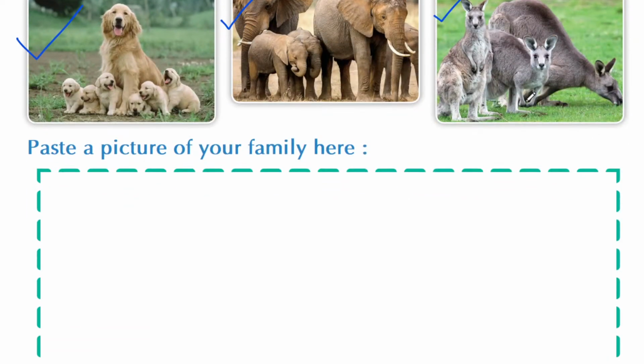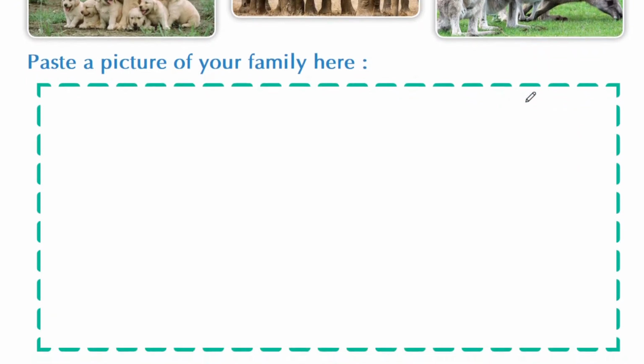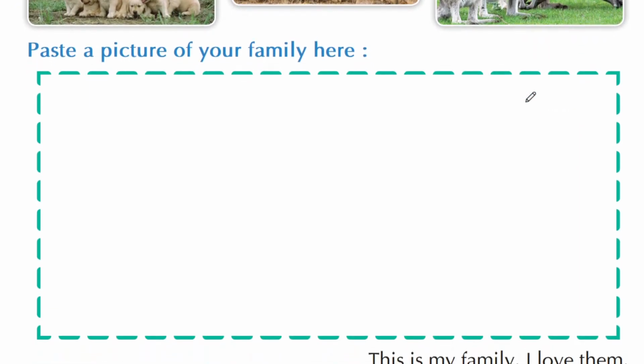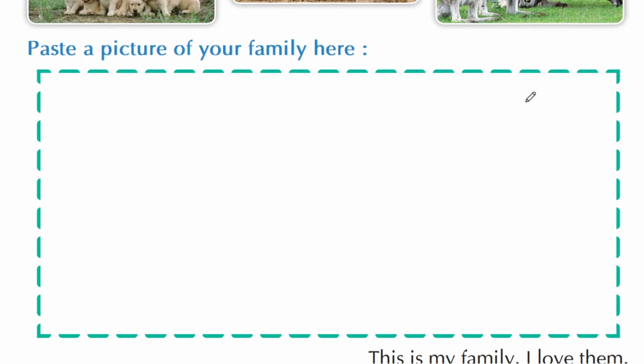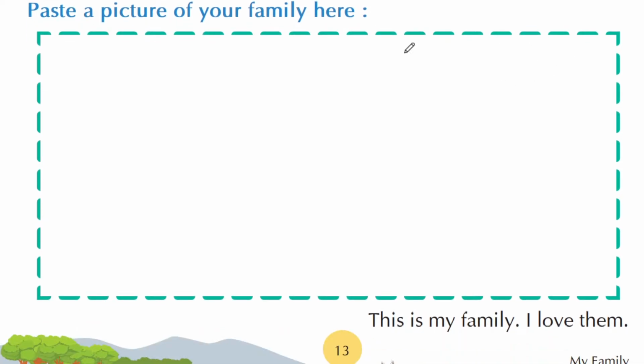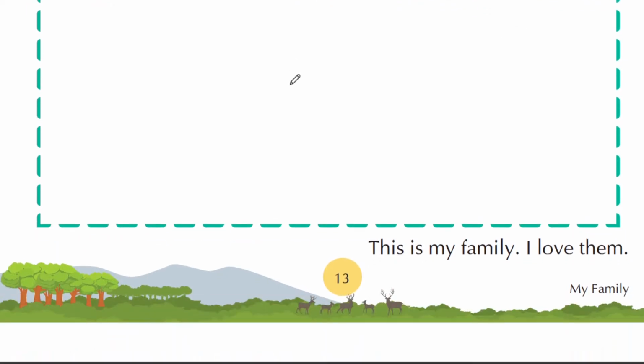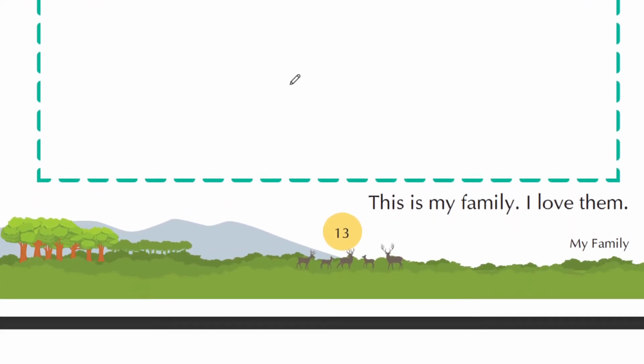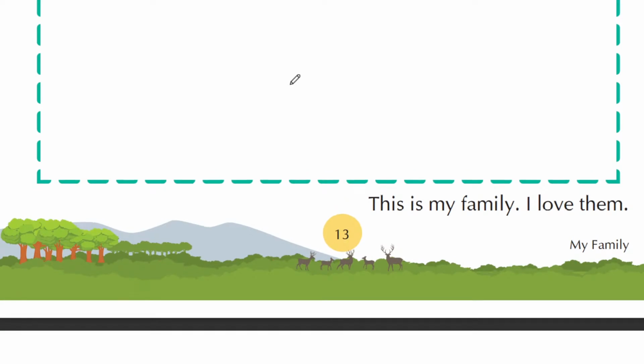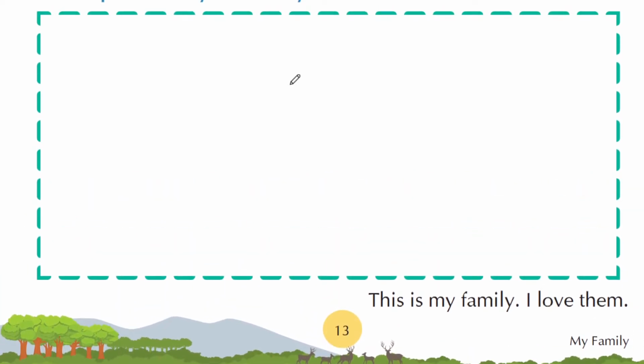Now there is an activity given here. You can do it. What you have to do is paste a picture of your family in the space provided. And below that, what is written? This is my family. I love them. So what is written here? That this is my family. All these are the members of my family and I love them. So all the people around the world love their family members, they love their family.